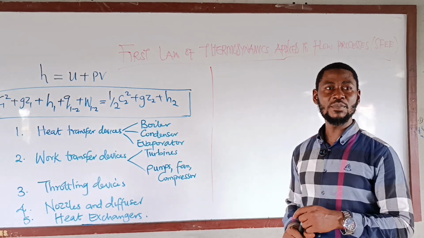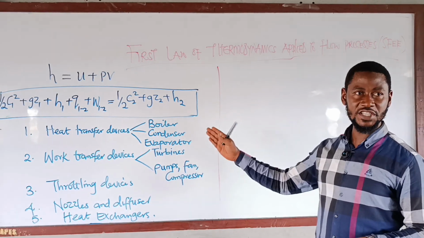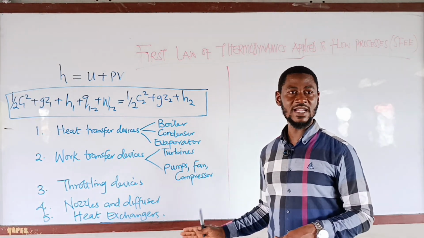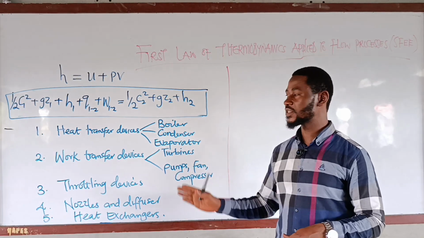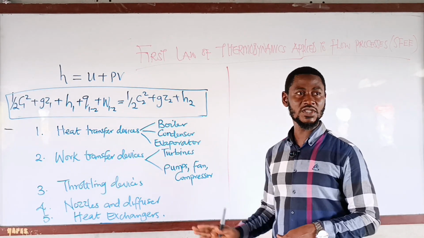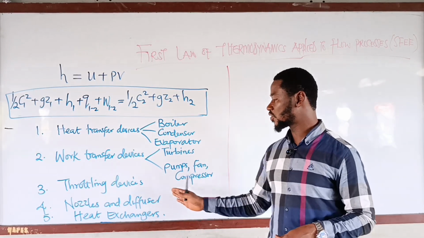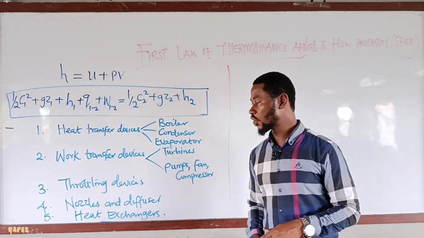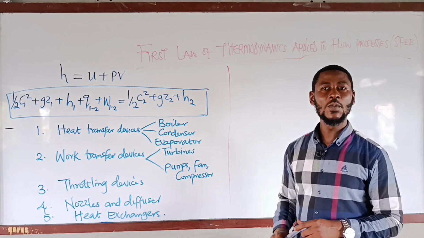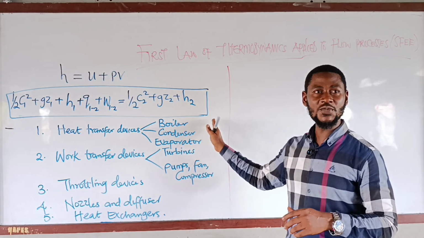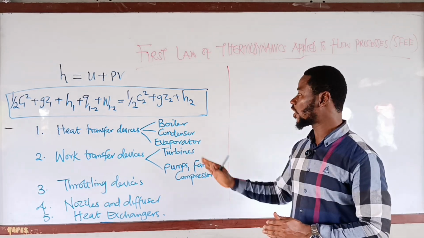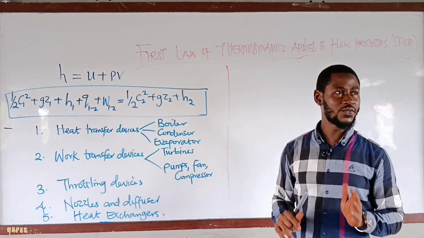Having said the applicability of the steady flow energy equation, they are meant for these five devices that I have just mentioned. The first one is heat transfer devices, the second one is work transfer devices, the third one is throttling devices, the fourth one is nozzle and diffuser, and the last one is heat exchangers. So we will now go back to the general form of the steady flow energy equation as you can see on the board and streamline it for heat transfer devices.